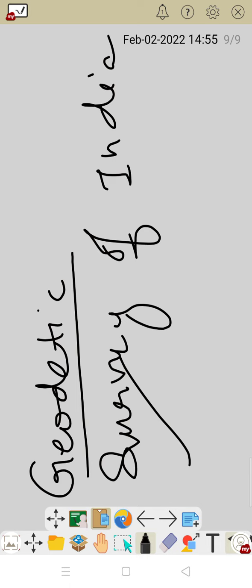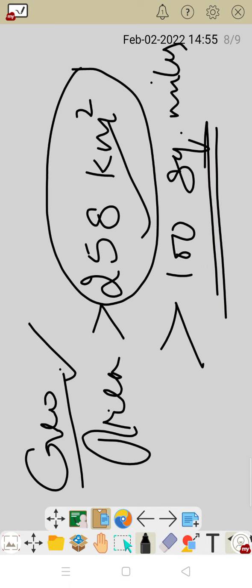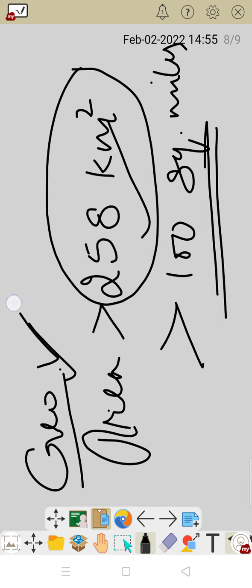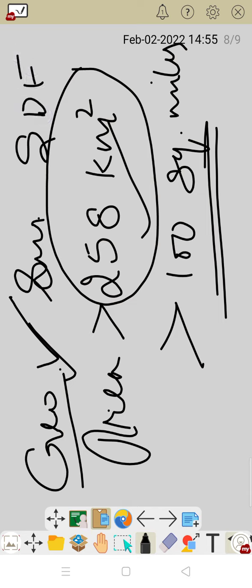Whereas plain survey, who is responsible or who is conducting this kind of survey? We are doing that kind of survey. Usually, if you want to survey a particular plot or building, in that case we are the persons who conduct that survey. So that is called plain surveying. Whereas geodetic surveying will be conducted by the Survey of India Department.